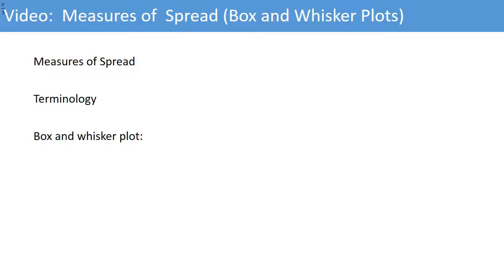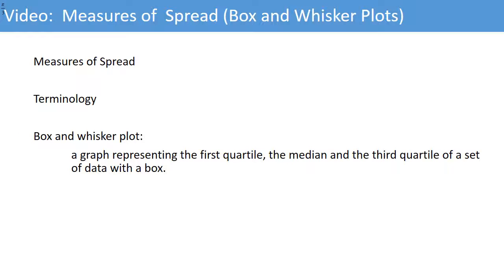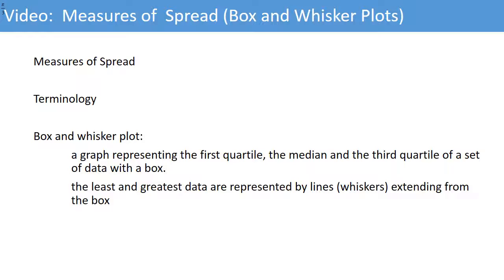Now, let's focus on how to make a box and whisker plot. What is it? A graph representing the first quartile, the median, and the third quartile is represented by a box and whisker plot. The least and greatest data are represented by the lines, which we call whiskers, extending from the box. Here is an example of a blank one, but how do you fill it in?